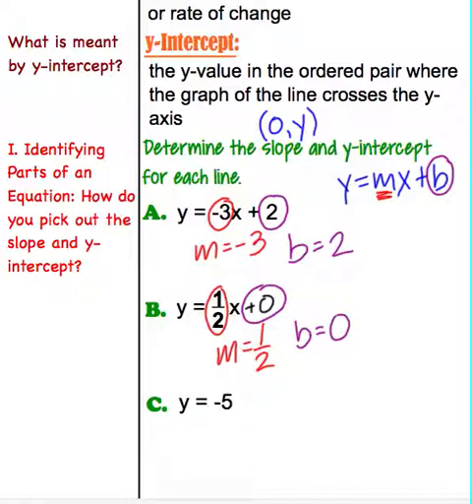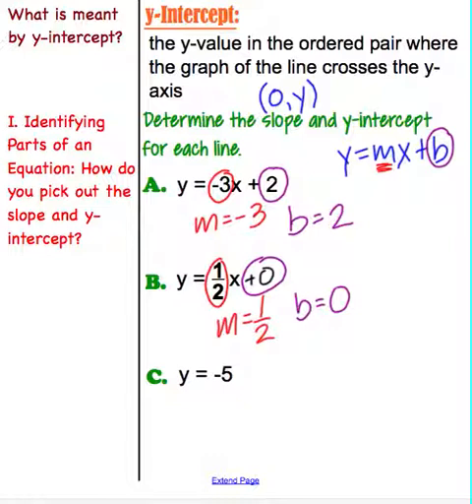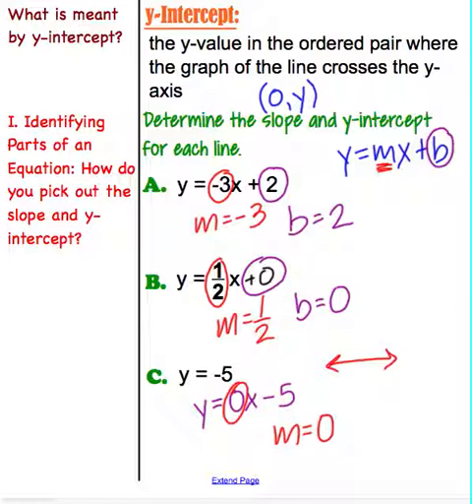Now this next example is y equals -5. Well, I don't have an x value, so if I had to rewrite this, this would be y equals 0 times x minus 5. So when I look here, here is my value 0 that goes in front of the x, which therefore makes my slope 0, which means if I were to graph this line, it would be a horizontal line. Now, b on the other hand is this -5 because it's what comes next and it's negative.